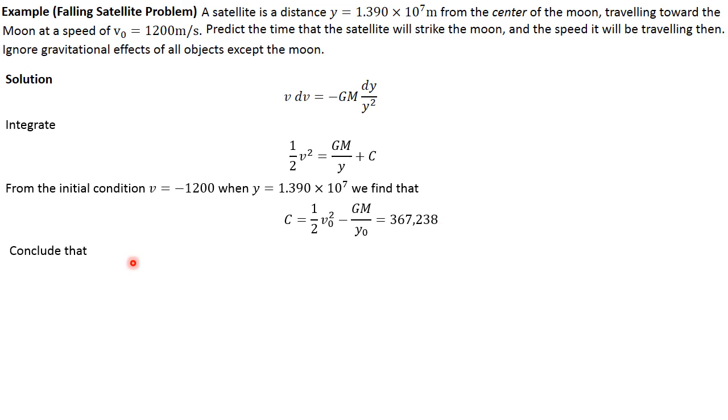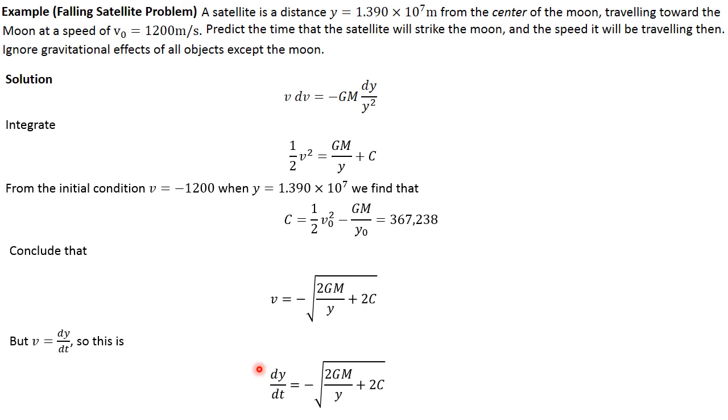And we conclude, if we solve this equation for v, we get v equals this. The minus sign makes perfect sense. The satellite is falling toward the moon, so its y-coordinate is decreasing, meaning that velocity should be negative, so that's fine. And v is dy over dt. So we note that, and now we have this equation.